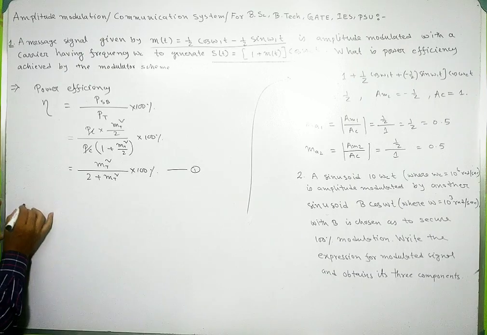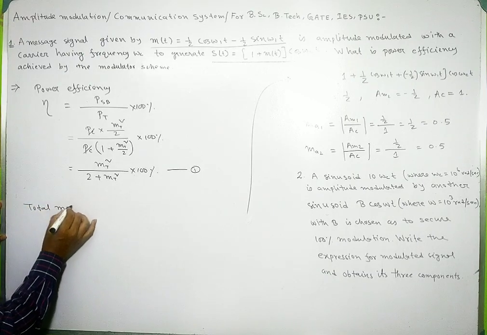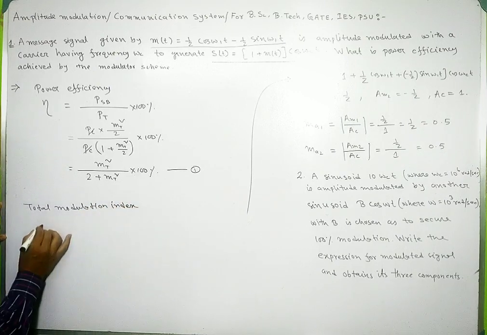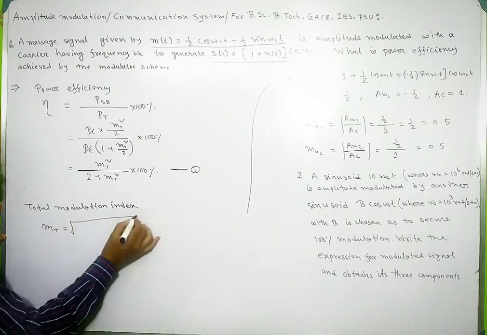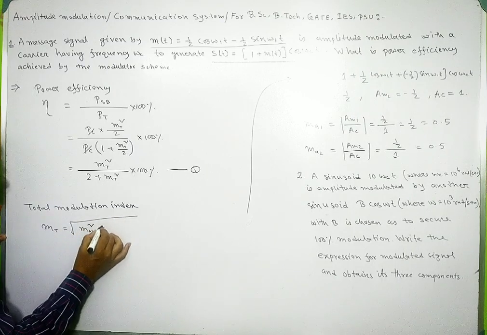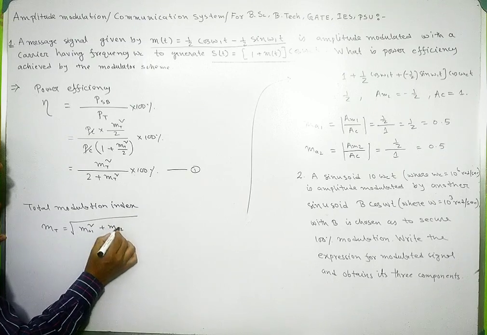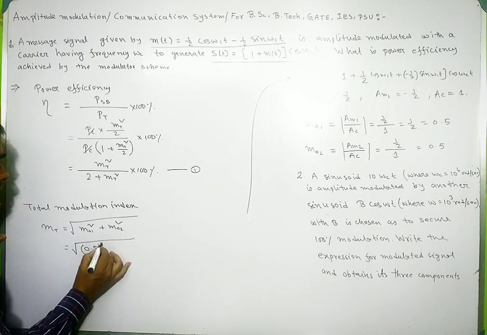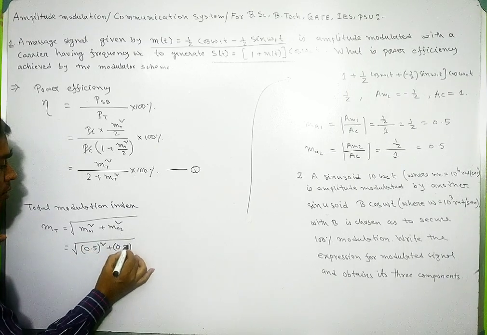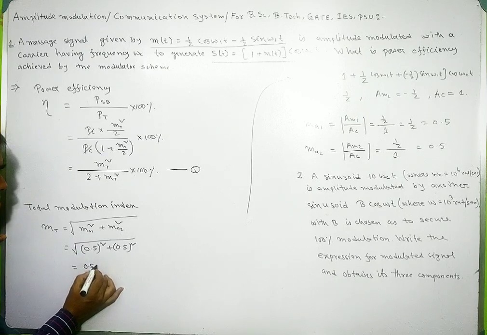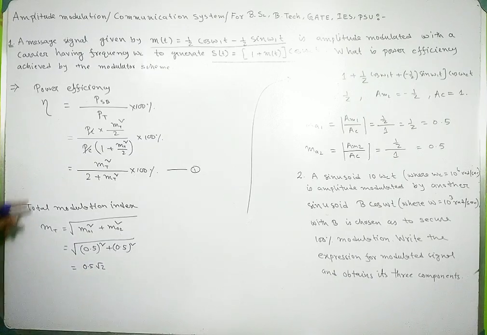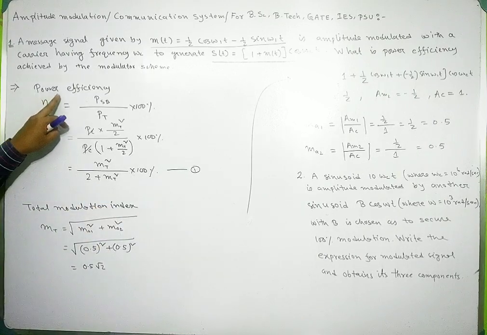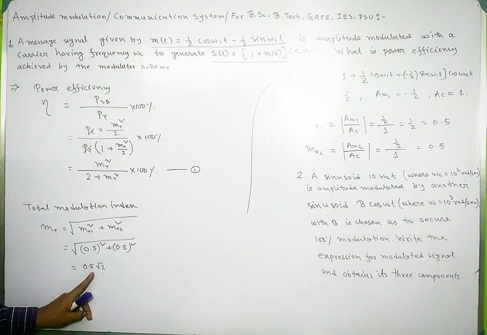Now the total modulation index MT is related as root over MA1 square plus MA2 square. So it will be 0.5 whole square plus 0.5 whole square, then it will be 0.5 root 2. Now from this equation 1 we can calculate the power efficiencies of this problem. Only you have to put this value.